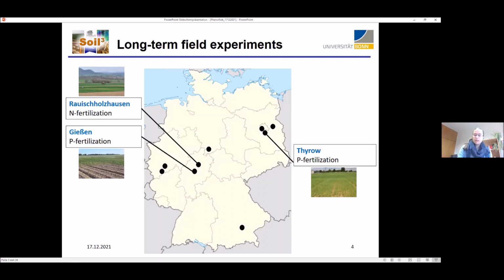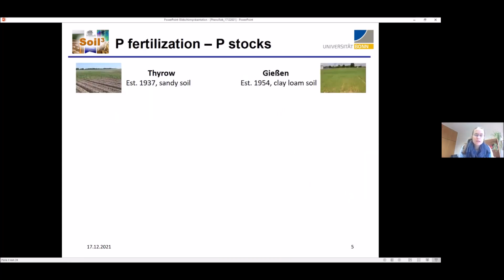Right, so starting with phosphorus fertilization. For this, we will look at two long-term field experiments, one in Thyrow, which is close to Berlin, and this field experiment was started in 1937, and the other field experiment is in Gießen in central Germany and was started in 1954. Both experiments were sampled in 2016, so we have something between 60 and 80 years of constant management leading up to our sampling.